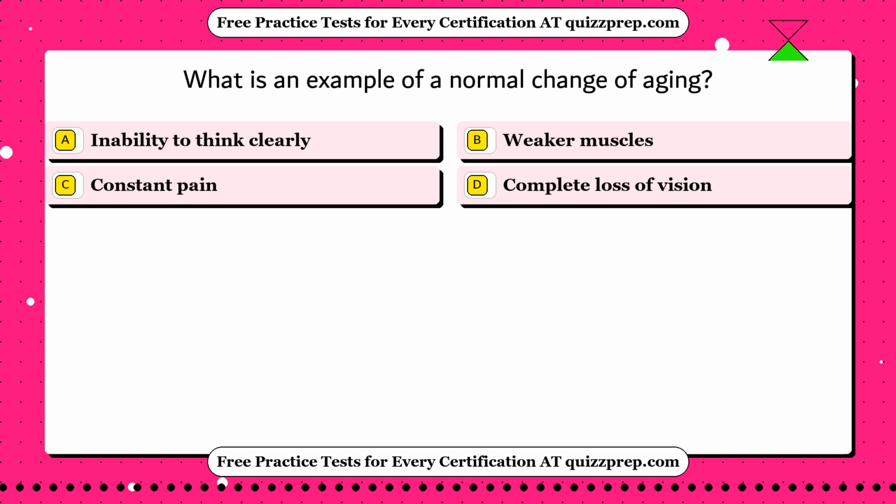Question 3. What is an example of a normal change of aging? Option A. Inability to think clearly. Option B. Weaker muscles. Option C. Constant pain. Option D. Complete loss of vision.